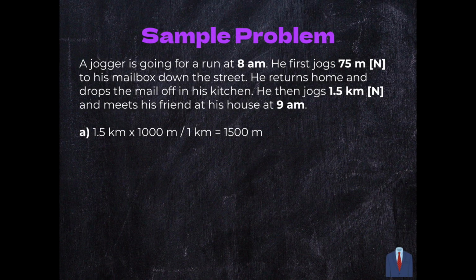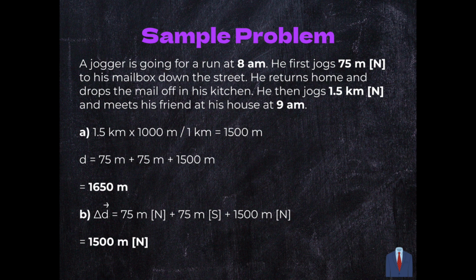Question A. What is the total distance that the man traveled? The first thing we must do is convert the 1.5 kilometers into meters. That way, we can use it with our other values. This turns into 1500 meters, which we can add to the other 75 meters. However, we are told that he ran to his mailbox and back, so we must add another 75 meters to our total distance, for a total of 1,650 meters.